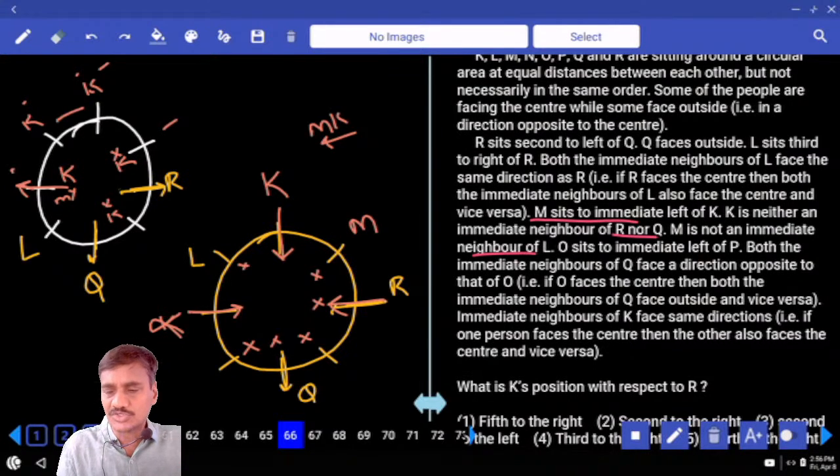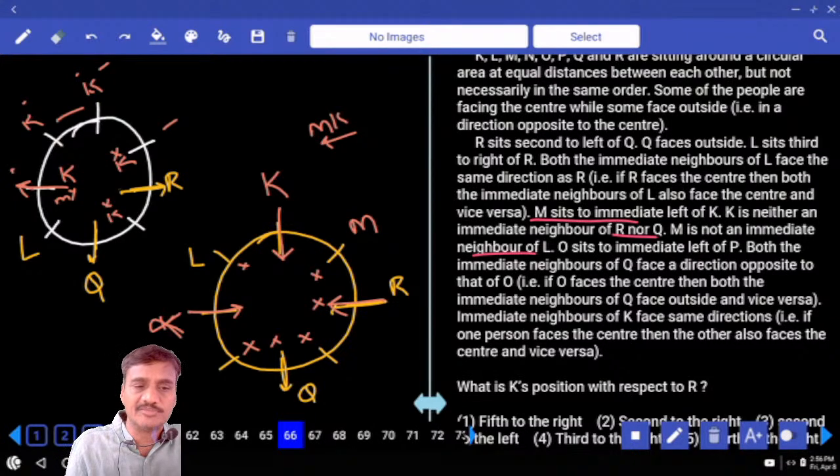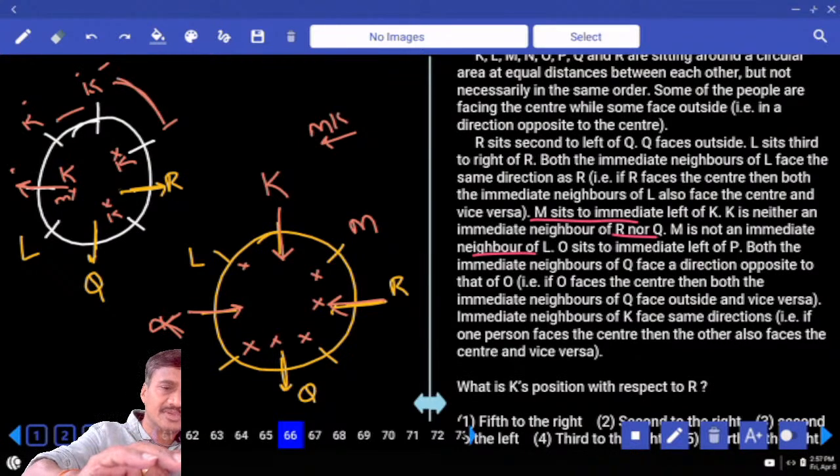Then O sits to the immediate left of P. O is to the immediate left of P means O and P must be together. As O and P must be together, if you take O and P in these 2 places, then we cannot have K and M.